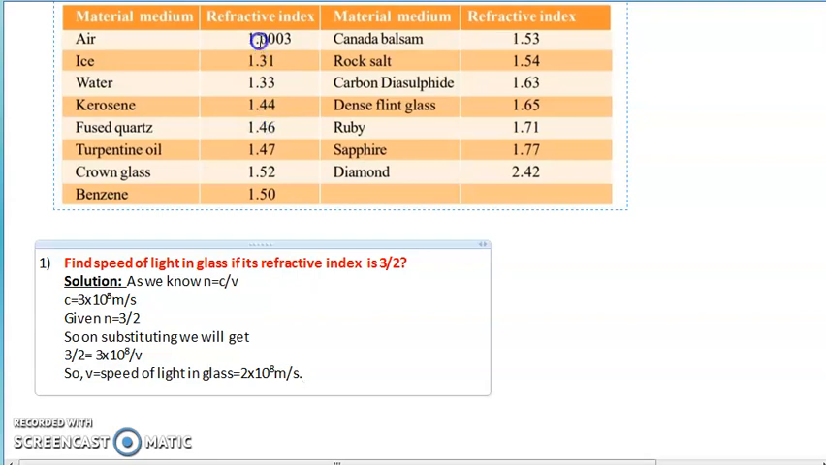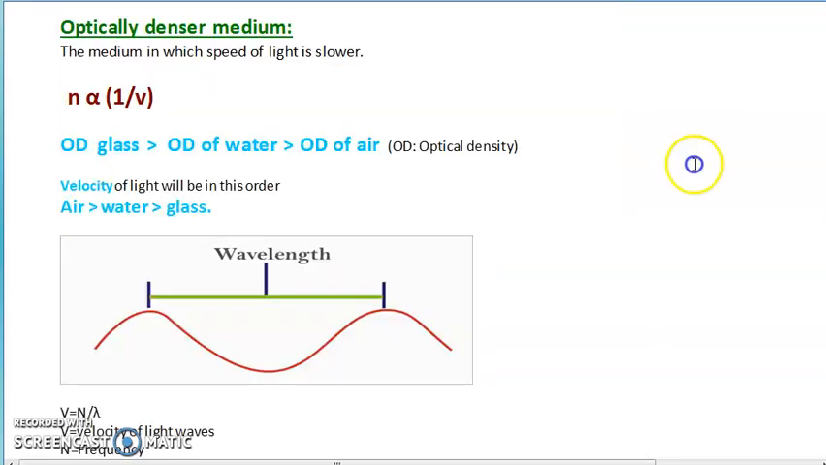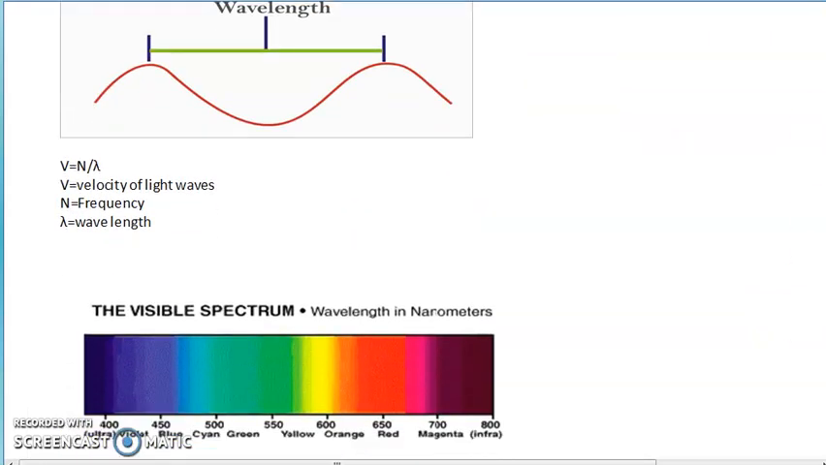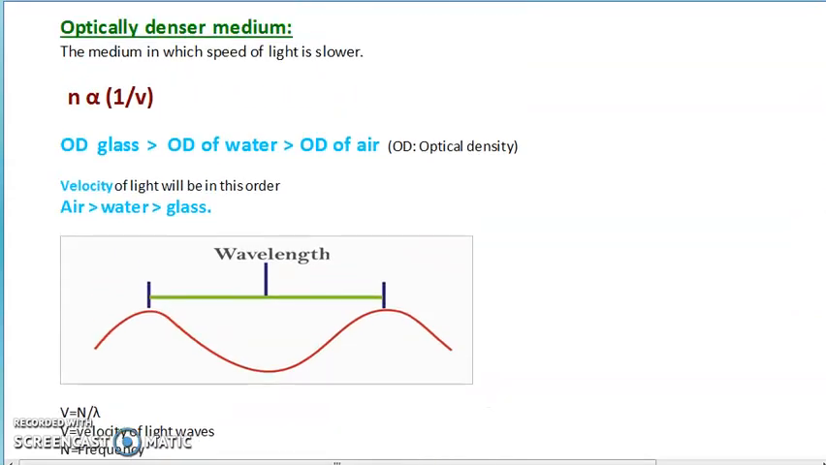See, in this, which medium has the smallest refractive index? Yes, air. If the refractive index is less, what will happen to the speed of the light? As refractive index is inversely proportional to speed, definitely the refractive index of the air is low, so the speed of the light in air will be faster. Then how can we decide the optical density? Definitely by whether the speed of the light in the particular medium is slow or faster.